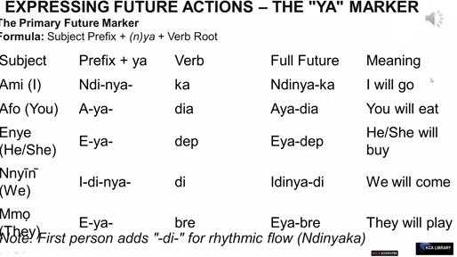This section introduces how to express future actions in Efik-Ibibio using the "yeak" marker, which serves as the primary indicator of future tense. Learners are taught the basic structure for forming future statements, which involves combining a subject prefix with the marker, n-yeak, followed by the verb root. This formula provides a consistent pattern that can be applied across different verbs, making it easier to construct sentences about actions that will occur later.